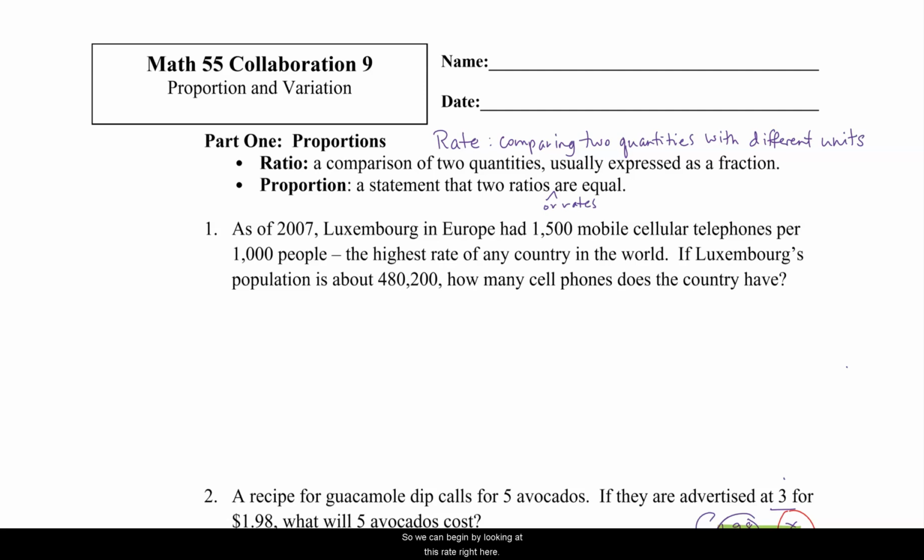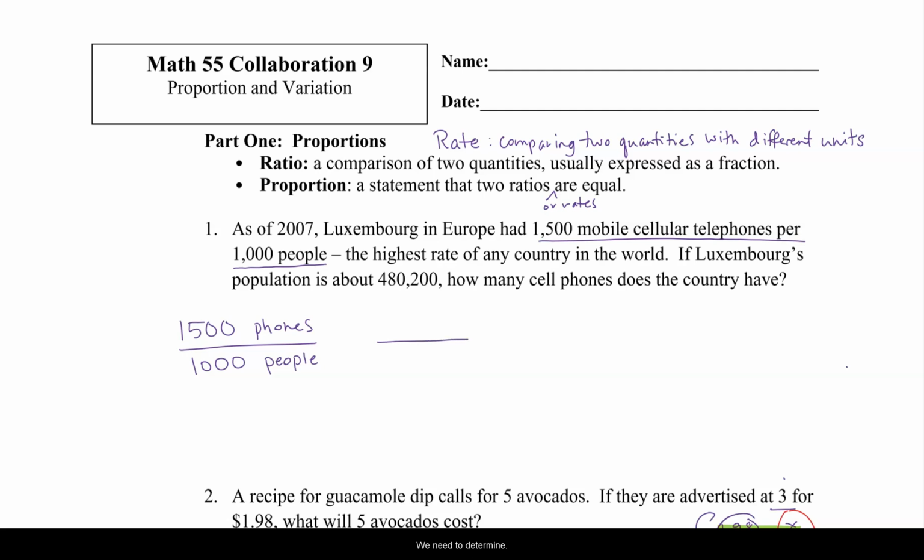So we can begin by looking at this rate right here: 1,500 phones per 1,000 people. Let's write that down as a rate. 1,500 phones per 1,000 people. Recall that the word per means divide. And then they tell us in the second sentence the population is about 480,200. How many cell phones does the country have? Here's that second ratio or rate that we need to set up.